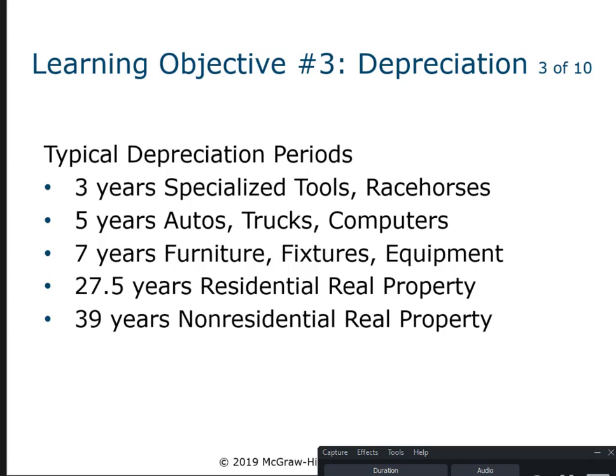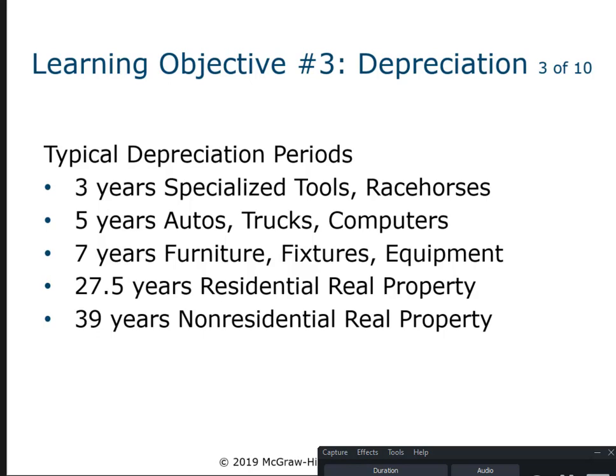Here is the IRS narrowing down your choices in terms of how long you're going to depreciate. So if it fits in the 3-year, you're going to take the cost and you're going to depreciate it over 3 years. Autos and trucks, computers obviously are very common. Okay, so those assets are 5 years, and then all your furniture, all of your copiers, all the fixtures in your building, that's only 7 years.